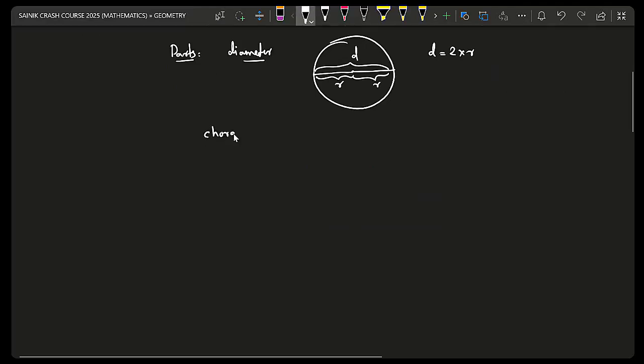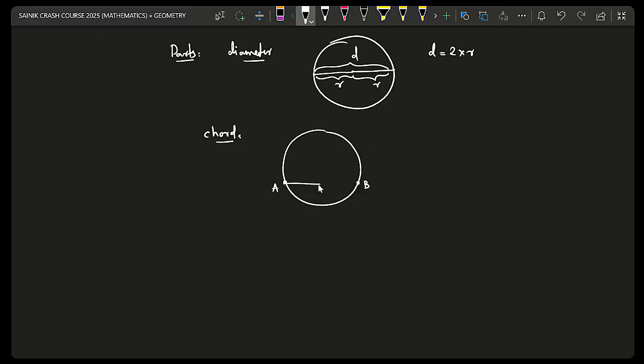So what is chord? So we have a circle. Take any 2 points. Let us say this is A and this is B. The join of these 2 points, or the line segment joining A and B, is called a chord. So chord, there is a property you need to remember. As the chord is moving close to the center, the length of the chord is going to increase. As the chord is moving away from the center, the length of the chord is going to decrease.